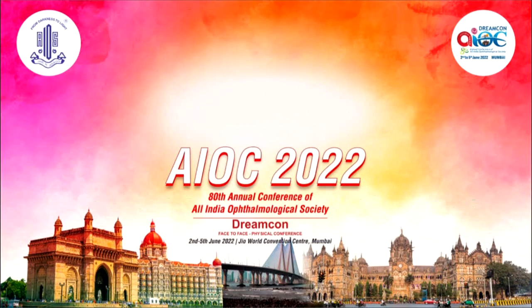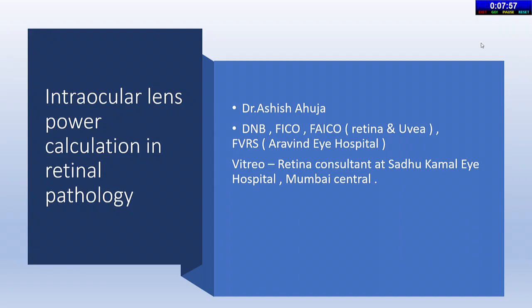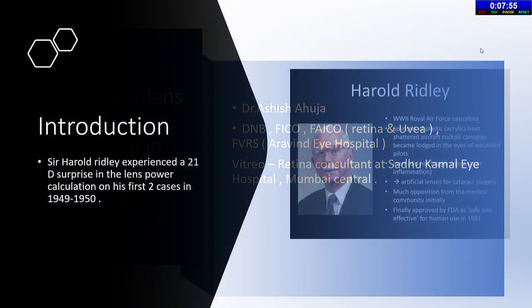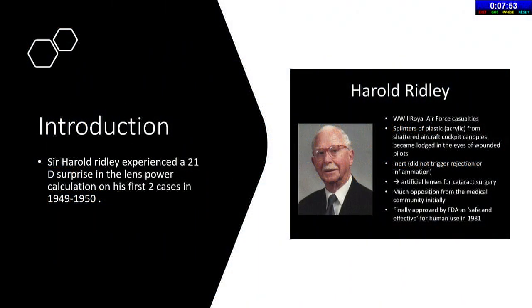So, the journey for intraocular lens implantation started with Sir Harold Ridley in the year 1949-1950, when he implanted two patients with an intraocular lens, and he had a 21 diopter surprise in his first two cases. So the journey for accuracy in calculating lens power started since then. Performing cataract surgery without retinal evaluation is like shooting blindfolded and would result in having unhappy patients. So let us discuss some clinical pearls.